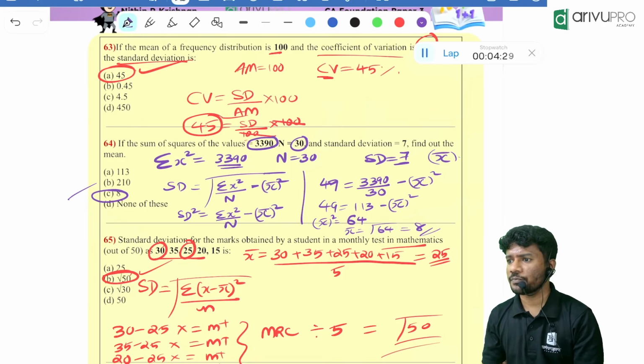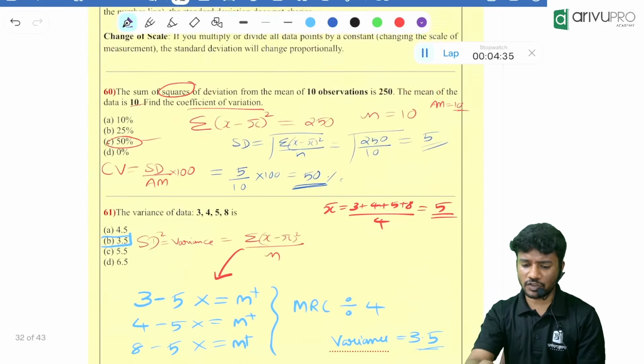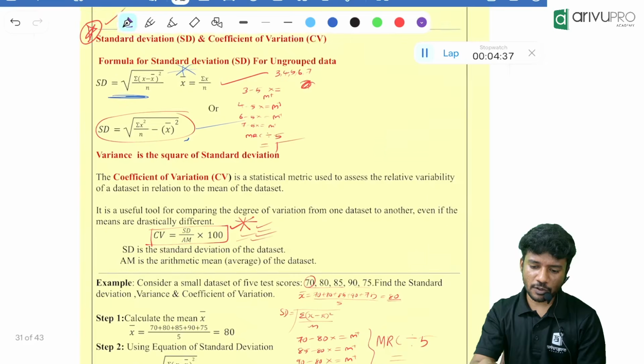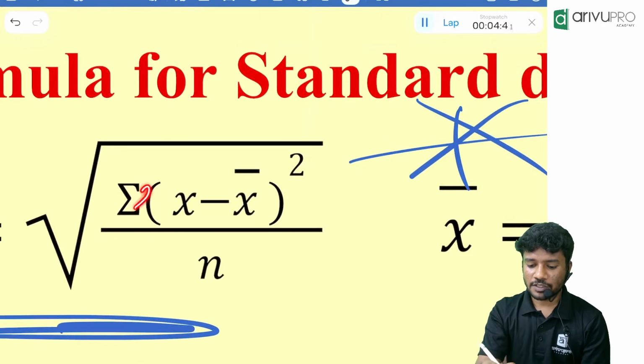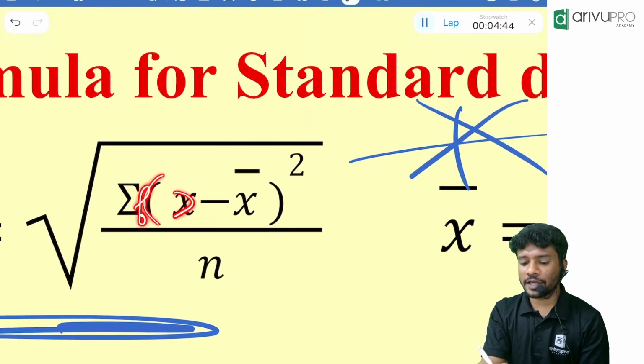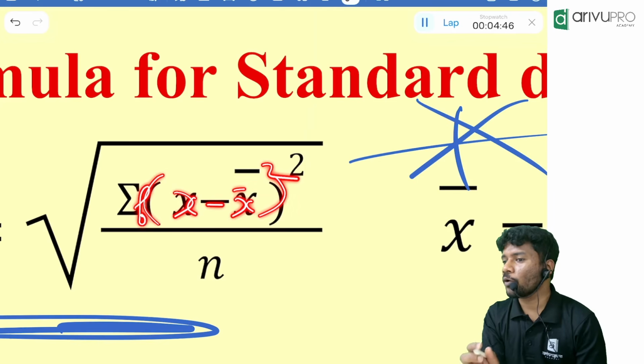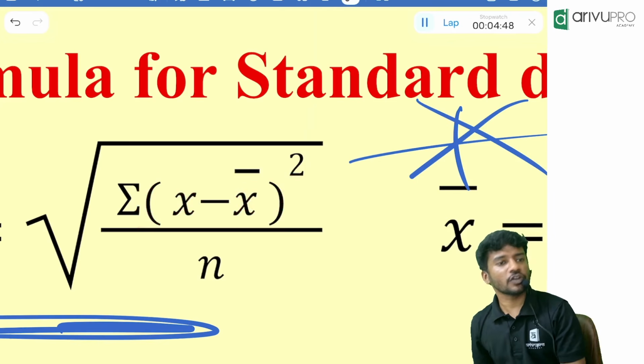Is it clear? Now, what will happen if it becomes grouped data? What will happen to this equation if it is a question based on grouped data? A frequency should also come. F into x minus x bar the whole square. Then it will be based on grouped data.